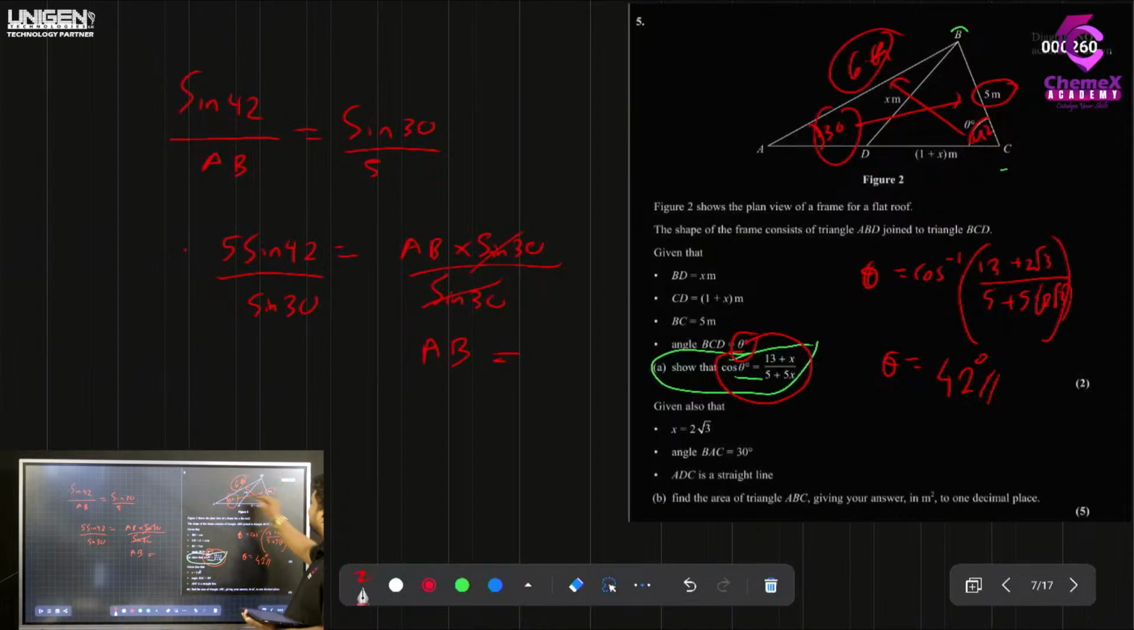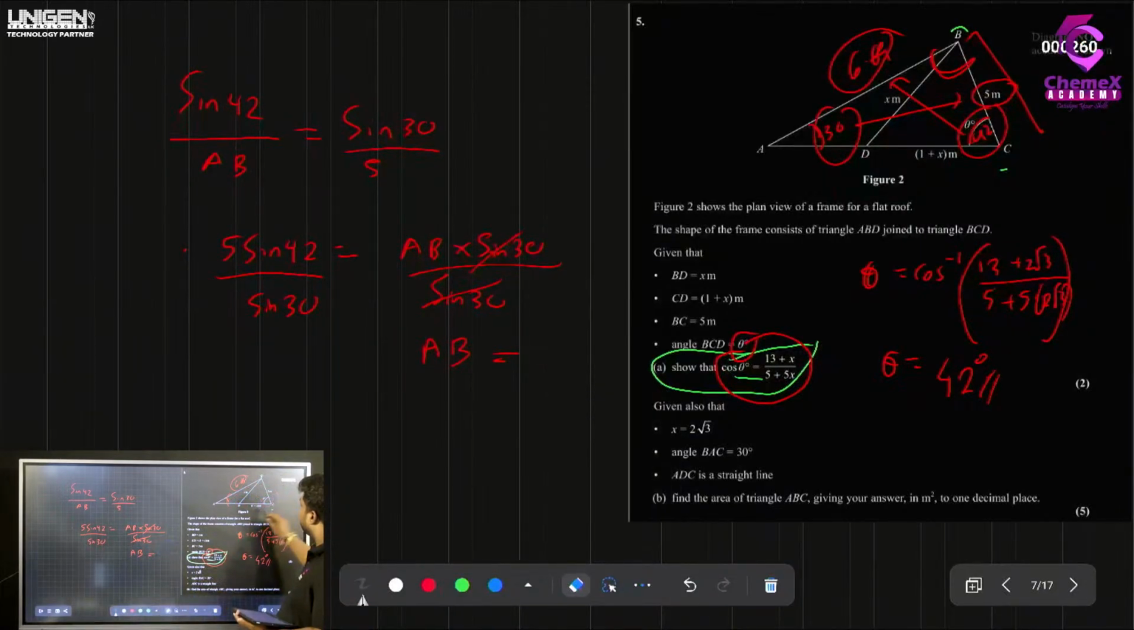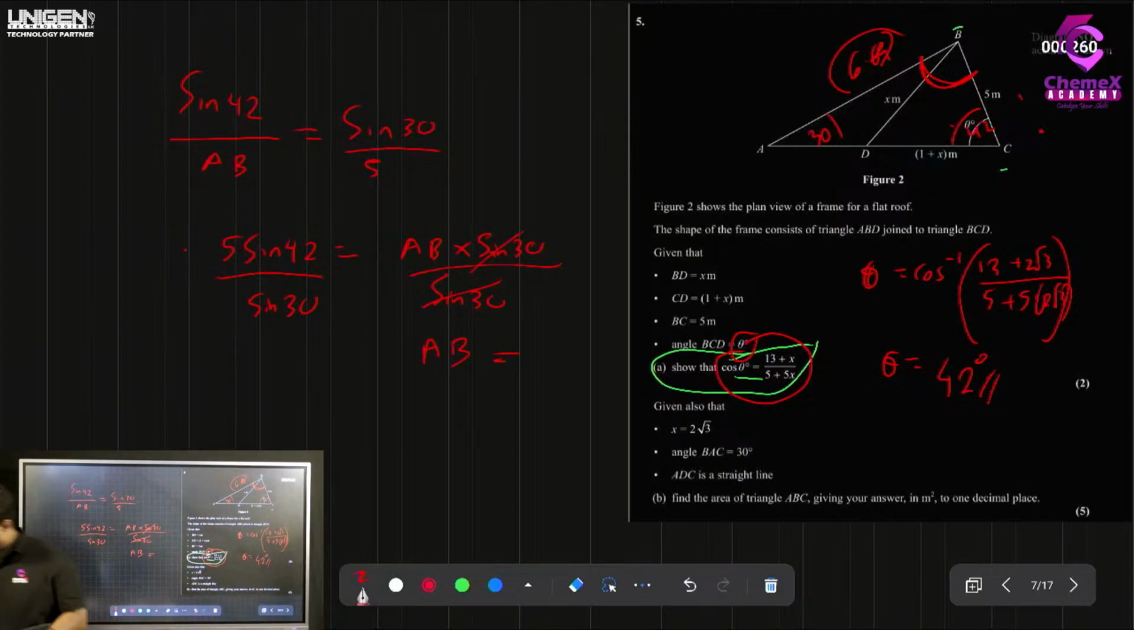Then for the area: if you know this is 30 and this is 42, what is this angle? Both sides of this are also known. So can't we use the Pythagoras theorem for that? No, this is not a 90-degree triangle. My angle is 180 minus (42 plus 30), which is 108, right? So use that 108.